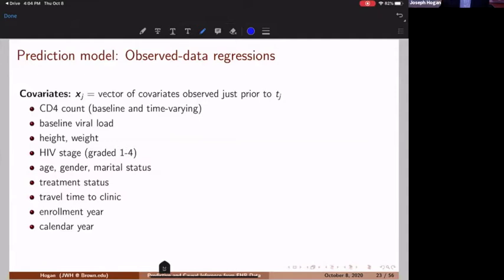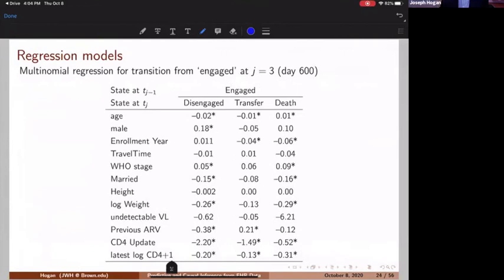These are some of the covariates we've used: CD4 count, which is time varying, viral load, height and weight, HIV stage, where higher is worse, and so forth. So you can see there's a lot of things that we might want to include in a model like this. If you were to go and fit the model, you might get something like this. These are log relative rate ratios. I'll confess, I've done what the American Statistical Association tells me I should never do and starred these little estimates to flag which ones are statistically significant.